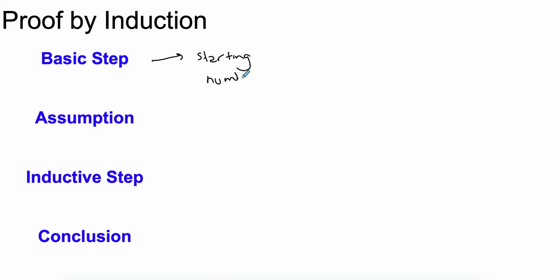You want to show that it's true for your beginning, because if it's not true for your base case, then there's no way it could work for all the other cases. Now, the starting number is not necessarily 1. It could be 0. It could be a negative number. It could also be things like 100 or 5, depending on your question. So make sure you read your question carefully and understand which number is your basic step, the first number you're allowed to put in your formula.